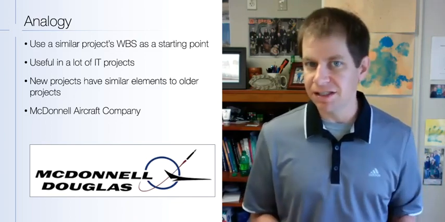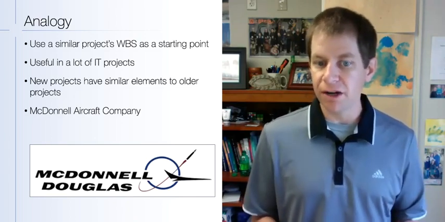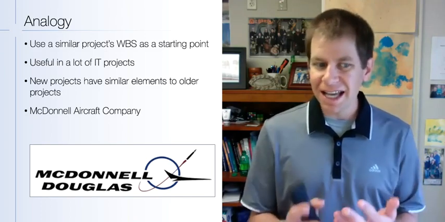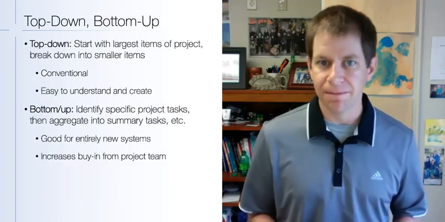And one example of this, again from the book, is McDonnell Douglas. When they created a work breakdown structure for a new aircraft, they used existing work breakdown structures as a starting point, and that just helped streamline their operation, help things move quicker and more efficiently.